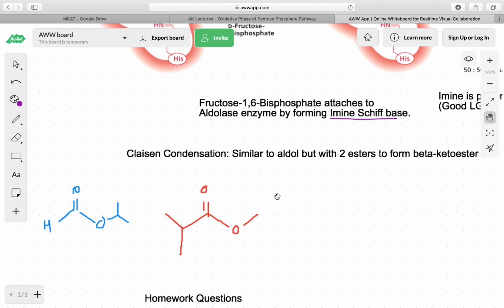Well, we're going to use base to create an enolate. So if I look here, can I create an enolate on the left? No, because there's no alpha carbon. If I look on the right, there's an oxygen because it's an ester. So I can't abstract a proton from an oxygen. There's nothing there. So this, what you would say, is non-enolizable.